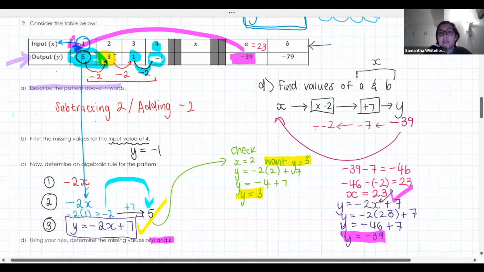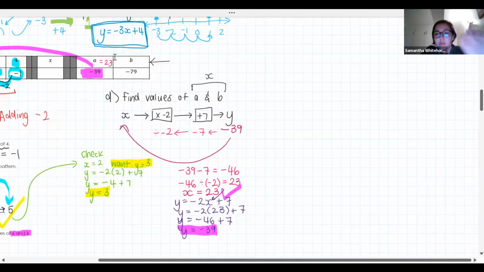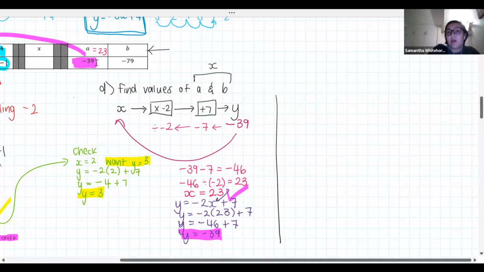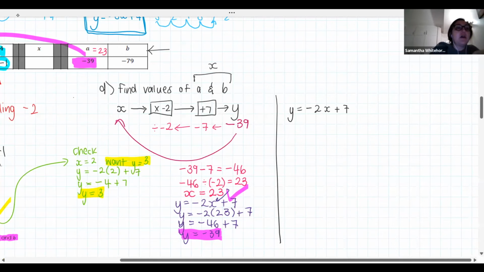Right, another way to do this is to use the equation. So I'll make this small and you can take screenshots in a second. Another way to do this, and we're going to do this with B now, is to use our rule. So y is equal to -2x plus 7. Remember, I am looking for x.